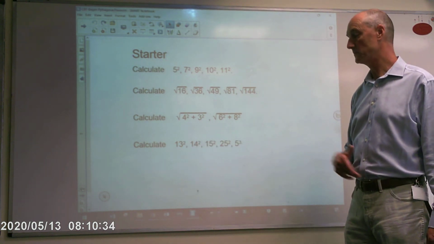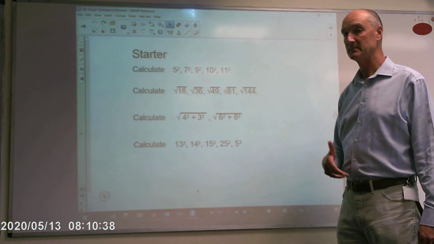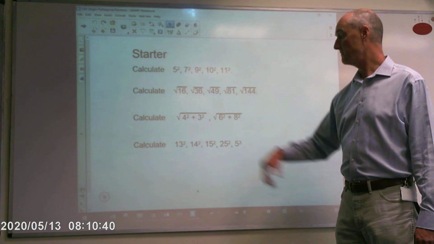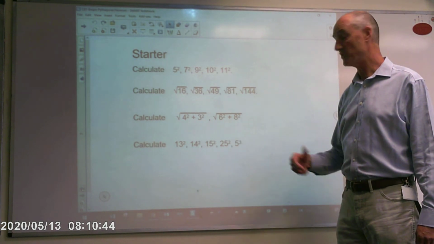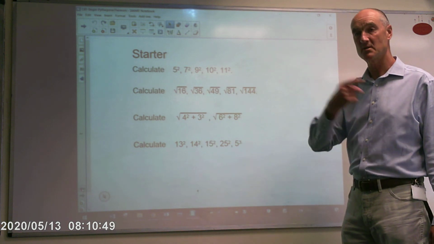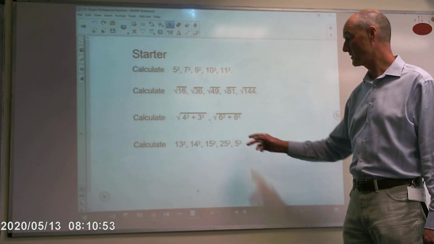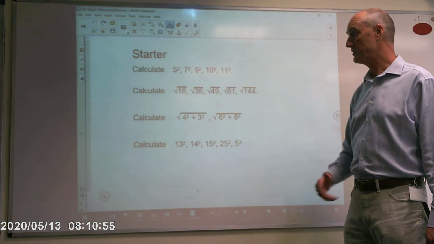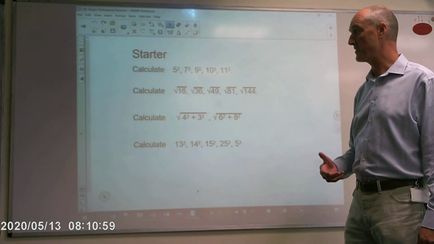13 squared, 169. Good number to try and keep in your heads. 14 squared, 196. 15 squared, 225. 25 squared, 625. And 5 cubed. 5 times 5 times 5. 5 times 5 is 25, 5 lots of 25 gives you 125. So that's your starter activity. Now we're going to be looking a little bit more at Pythagoras.